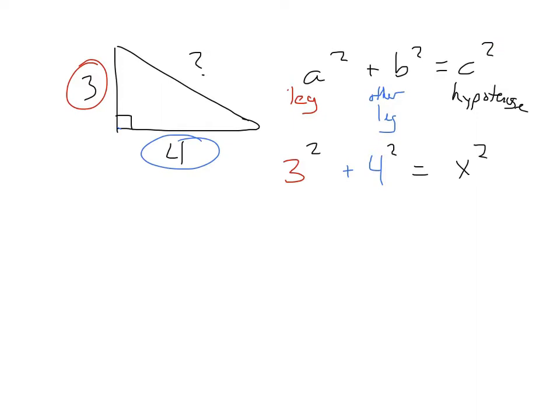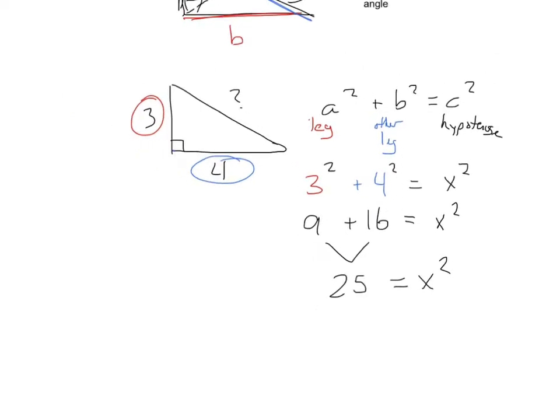All right, so what do we do? Well, let's evaluate this thing. What is 3 squared? It's 9. Plus 4 squared is 16. And that's going to equal x squared. All right. So what is 9 plus 16? Well, that gets you 25 equals x squared.